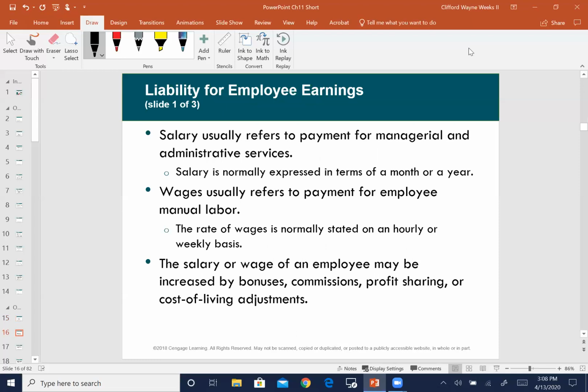So salary is usually referred to the payment of a managerial or administrative person. Salary is normally expressed in terms of either a month or a year, whereas wages usually refer to the payment of manual labor. This differentiation is also referred to as white collar and blue collar employees.